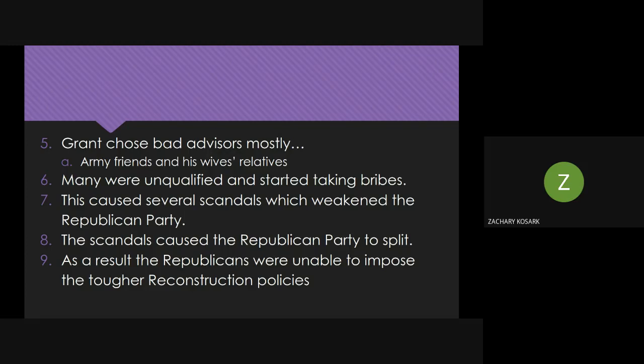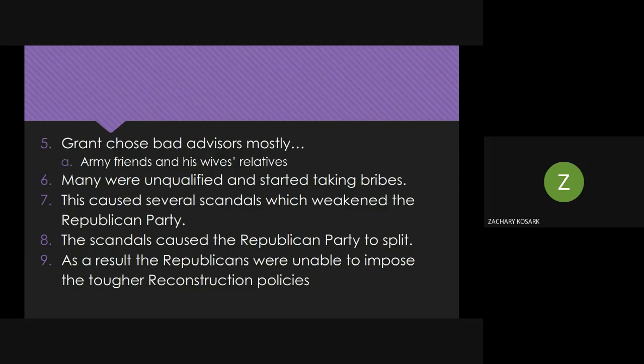And these bribes that they took, basically money, they would accept money. In turn, they would do whatever that person giving them money wanted, they would pass a law, or they would change something or help that person out. This caused several scandals which weakened the Republican Party.